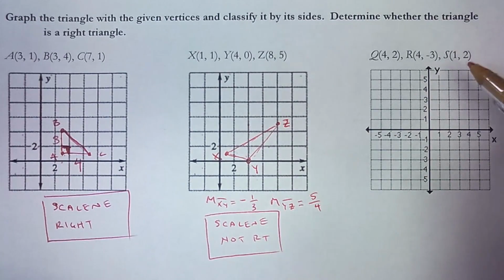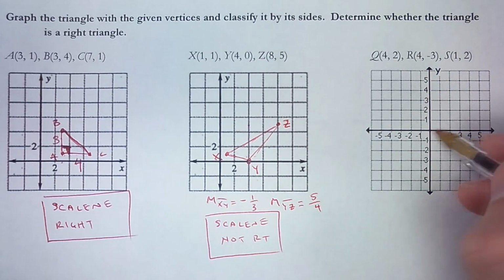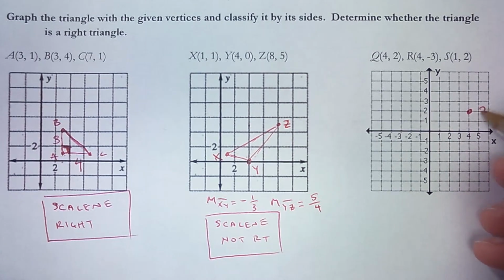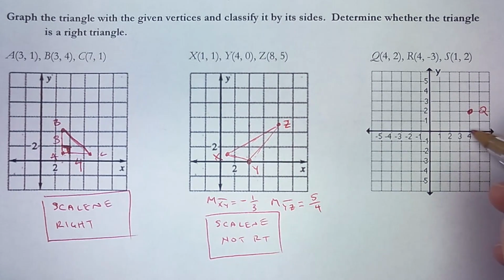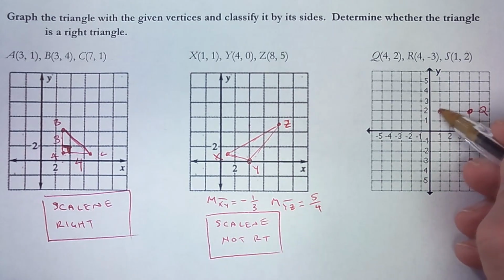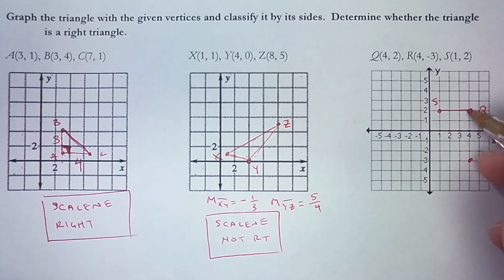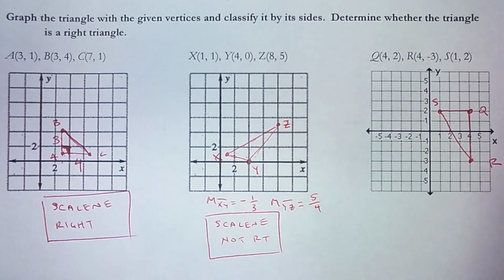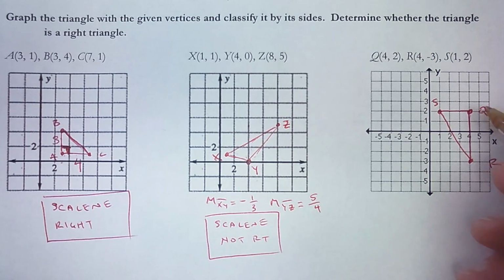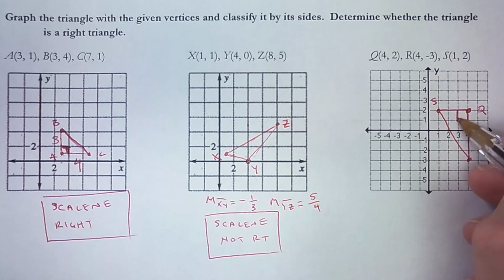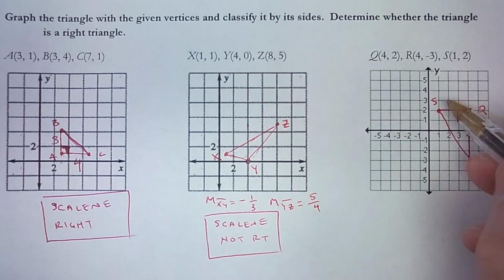And our last triangle, QRS, and now we're on a scale of 1. So 4, 2 is right here, so that's Q, 4, -3, R, and 1, 2, S. Okay, now this is clearly a right triangle because I have a horizontal and a vertical segment. So it is a right.